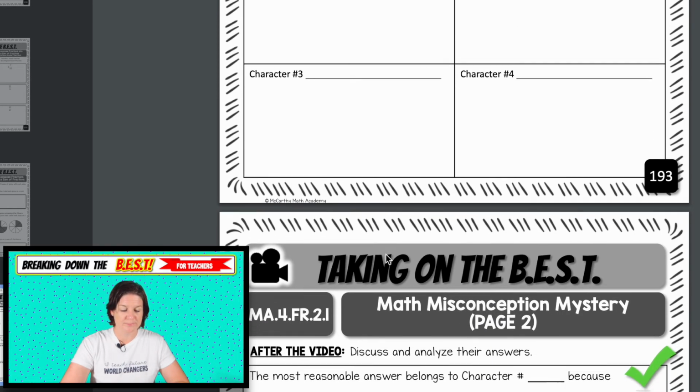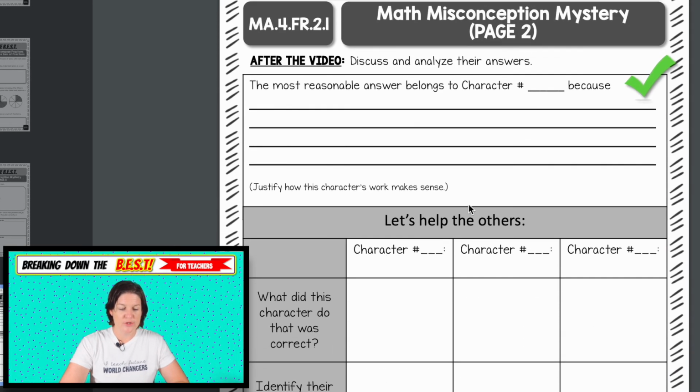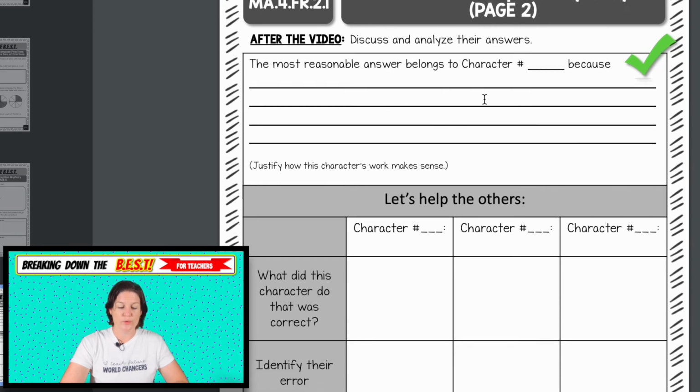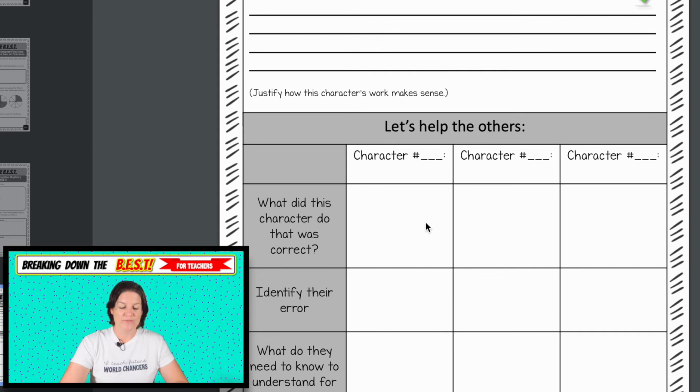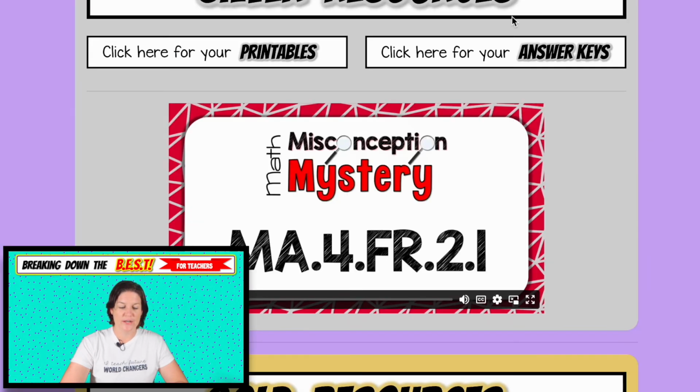So it's super awesome. The next page, page 2, is the detective report. So who does the most reasonable answer belong to? And you evaluate the work of the others. Again, right here are your answer keys for all of that we just went over, including the detective report. So if you need help guiding your students in the right direction, you have that there for you too.